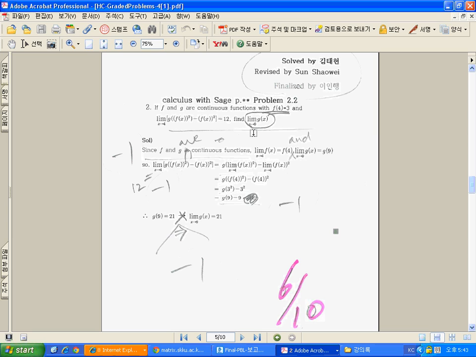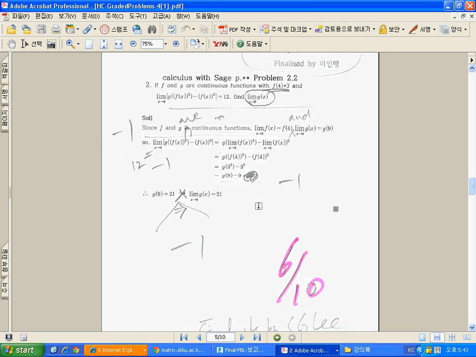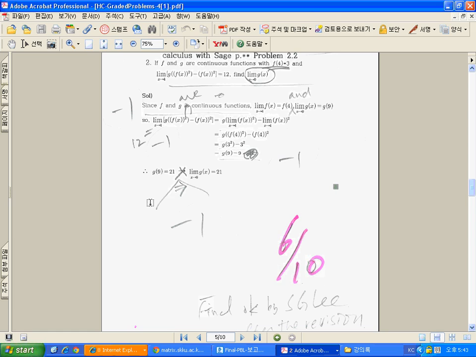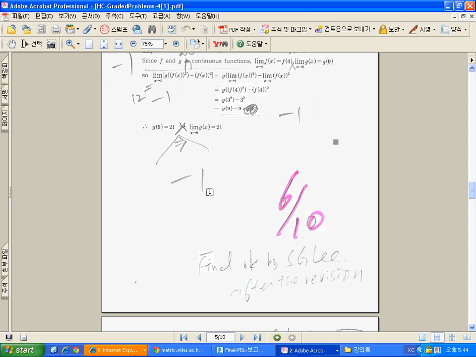These two, Kim Tae-yeon and Lee In-heng, did okay, but there are just minor English grammar mistakes, and you should fix them. Okay? And this means implies, but this means converse. This does not converse anything like this. So it's grammatically wrong. You should use the proper notations.